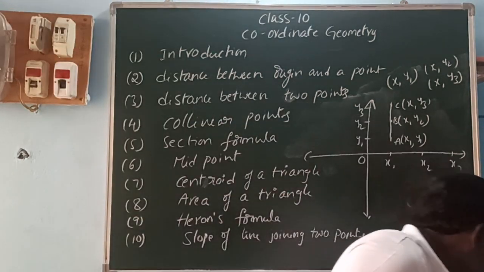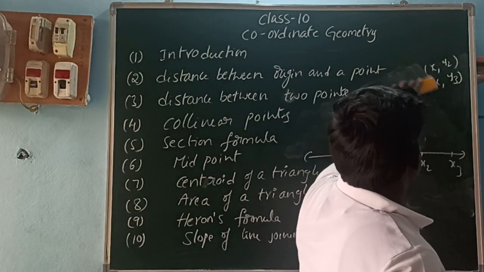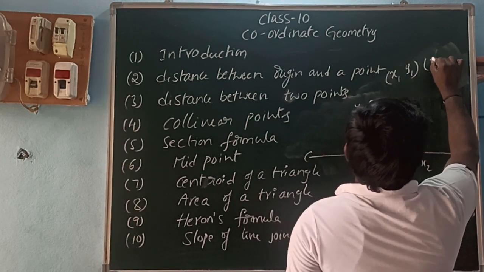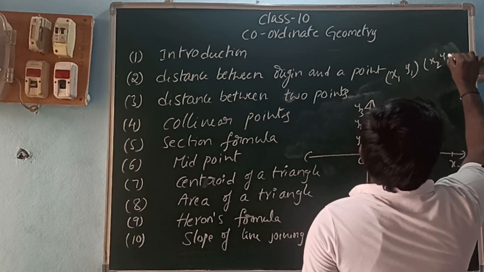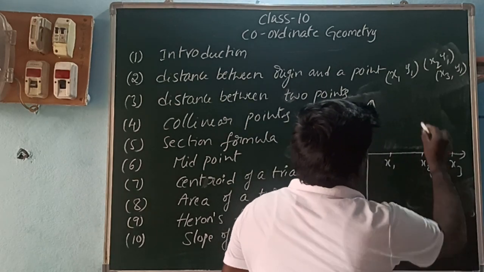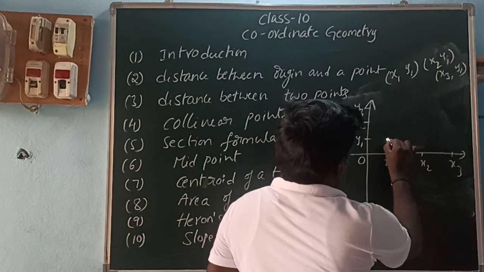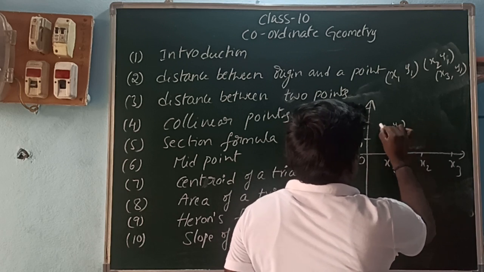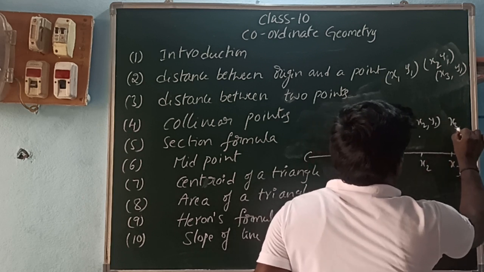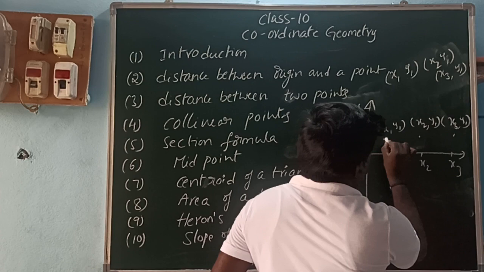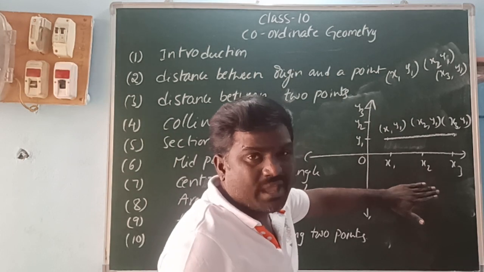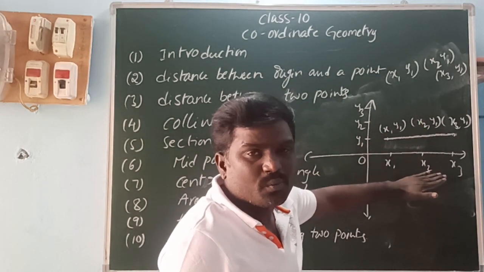Next, the points having y coordinate same: x1 y1, x2 y1, x3 y1. In these 3 points, the y coordinate is same, y1 y1 y1. This is the point represented as x1 y1. Next, this is the point x2 y1. This is the point x3 y1. Now the 3 points are joined, they form a line. The line is parallel to x-axis.